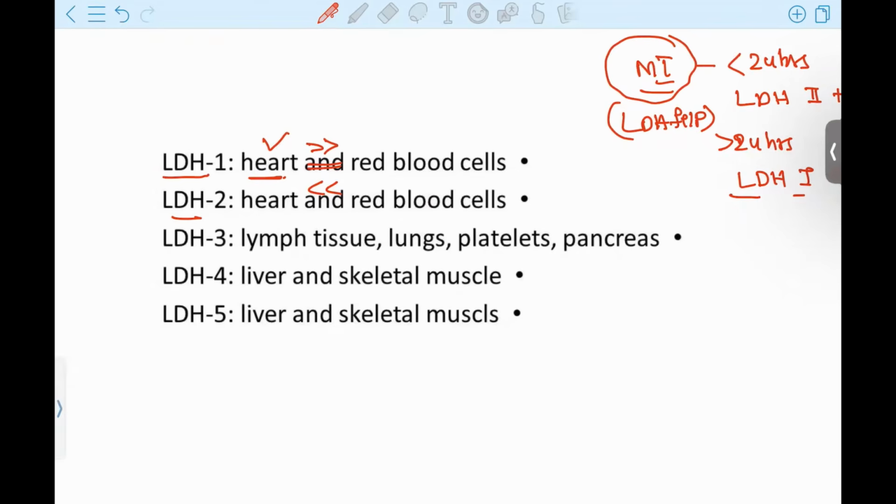All right. Next, LDH3 is commonly seen in the lymph tissues, lungs, platelets, and the pancreas. And LDH4 and LDH5 are commonly present in the liver and the skeletal muscles. So this is also a common, easy, direct question that can be asked in your examination.